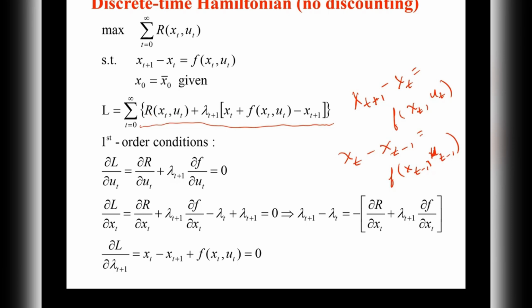So your first term will be r of x0, u0, plus lambda 1 times f of x0, u0 minus x1. Then your next term is plus, and you repeat this thing, but now with t equals 1: r of x1, u1, plus lambda 2 times f of x1, u1 minus x2. So you have to be careful that you're always catching two of these terms, except for the first equation here. Except for this first equation, you're catching two terms in all these cases. You're catching an x t term, a lambda t term, and a lambda t plus 1 term.